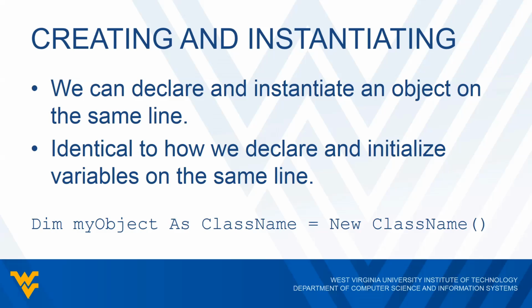In fact, this is usually what most people do, where they create the object and then instantiate it on the same line. If you want to do it in separate lines, that's perfectly fine. There's nothing wrong with it. Either approach is okay. I just think more people are used to using this approach for declaring and instantiating rather than doing it on separate lines.